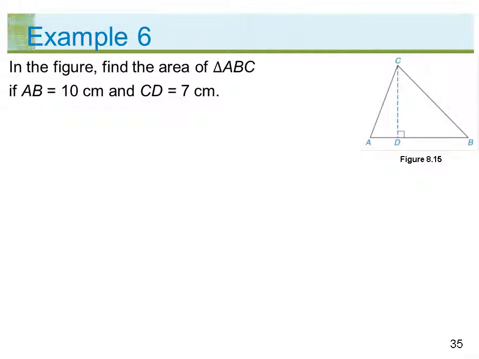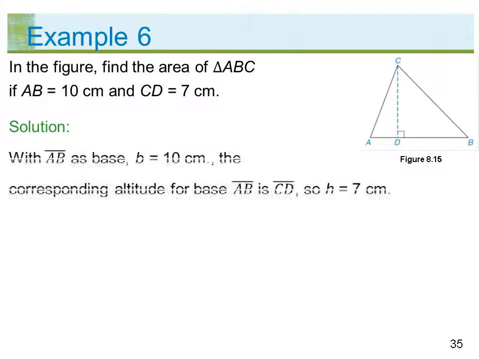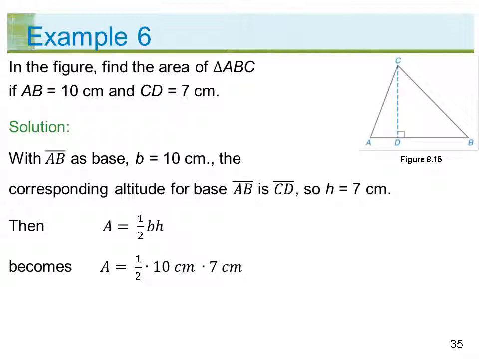In the figure, find the area of triangle ABC if length AB equals 10 centimeters and length CD equals 7 centimeters. Solution: with segment AB as base, b equals 10 centimeters. The corresponding altitude for base segment AB is segment CD, so h equals 7 centimeters. Then area equals 1/2 bh becomes area equals 1/2 times 10 centimeters times 7 centimeters. Area equals 35 centimeters squared.